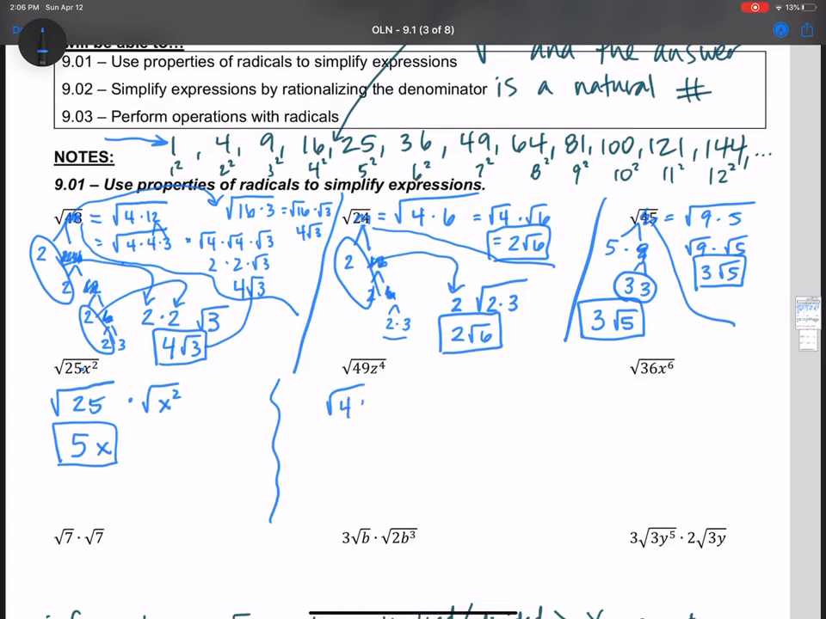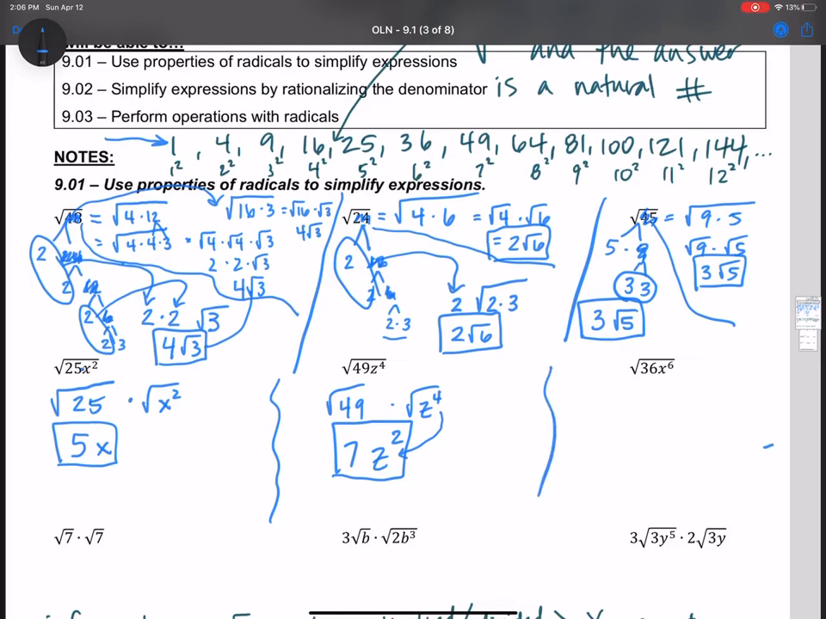That turns into the square root of 49. That turns into the square root of z to the 4th. And that is 7z squared. How did this come about? You're thinking, what two things are identical that multiply to z to the 4th? Well, that is z to the 2nd times z to the 2nd. And that is 7z squared.